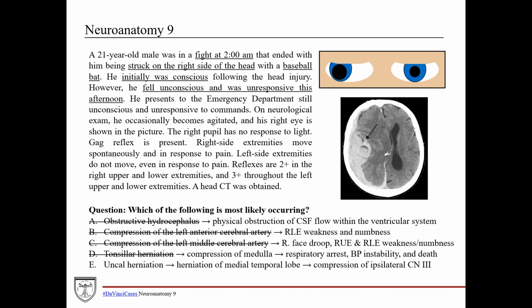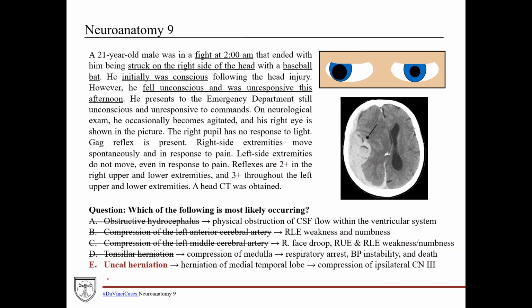And so that leads us to the last answer choice here, uncal herniation, where again, like we said, you have herniation of the medial temporal lobe, and then causing compression of the ipsilateral cranial nerve 3. So again, remember radiology, you're looking at it's flipped because it's as if you're looking at it from the feet. So this is the right side, this is the left side. So you see the lesion here. He was also hit on the right side. That makes sense. Here's the right eye, the left eye. You see the ocular motor nerve palsy on the right side. It corresponds. It's the ipsilateral side. And so that leads us to where answer choice E is the most likely answer.